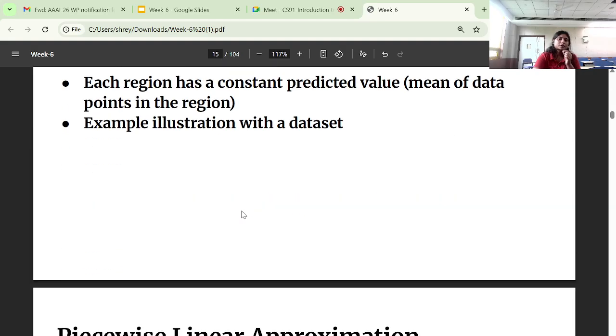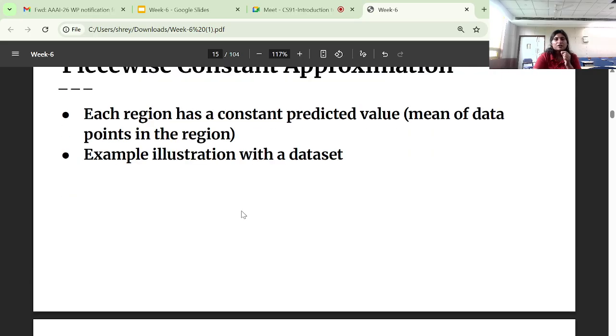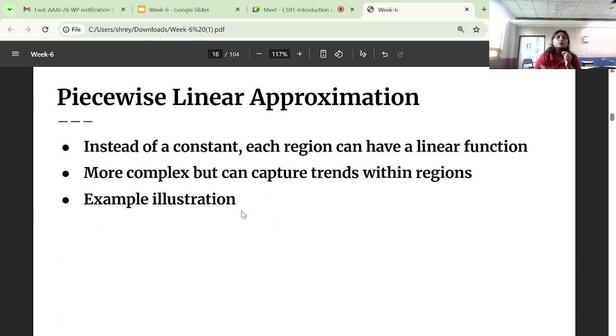So for each type of region you are going to have a piecewise constant approximation, that can be a simple mean or a linear approximation as well. But ultimately you will have one answer. Obviously the leaf node is static. Instead of a constant, each region can have its own linear function. It is more complex but can capture trends within the regions.